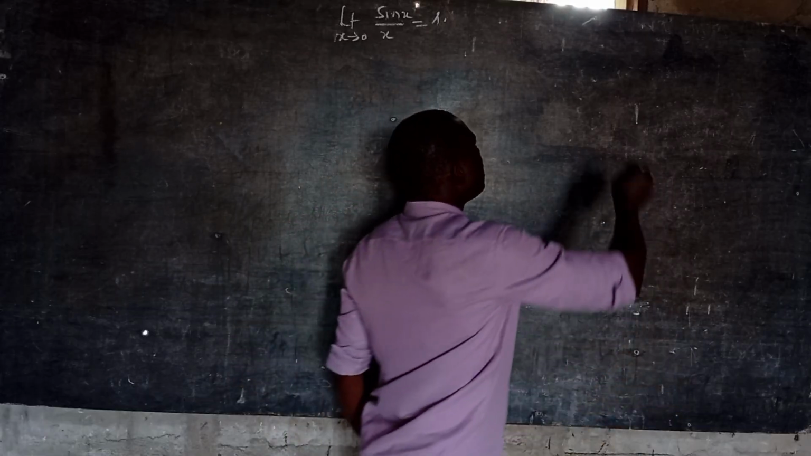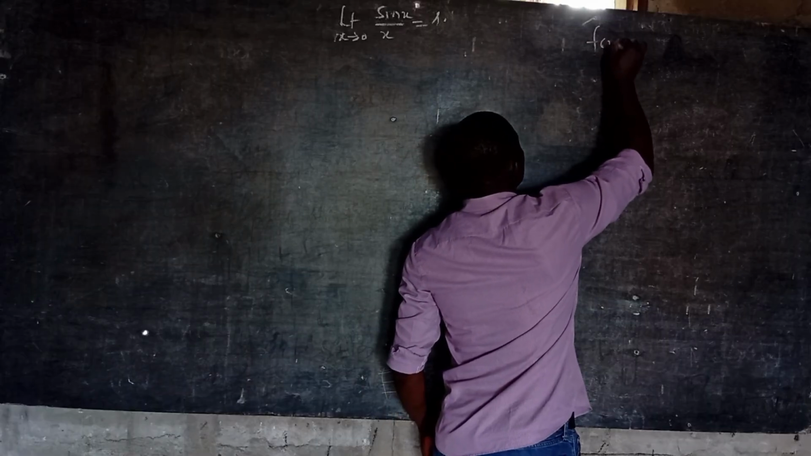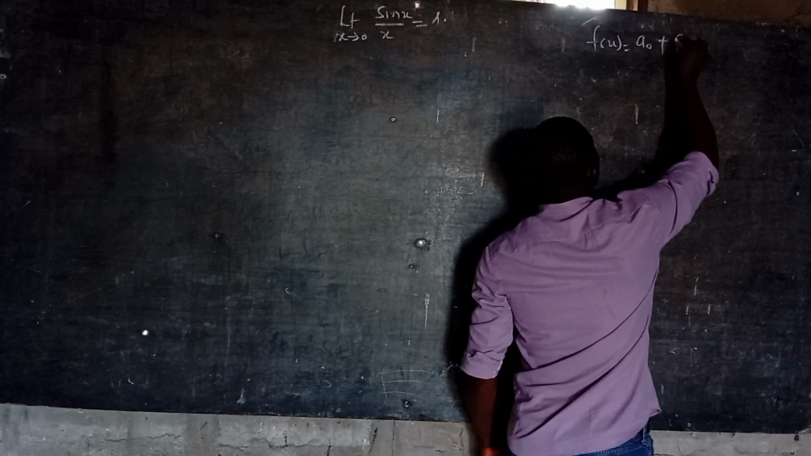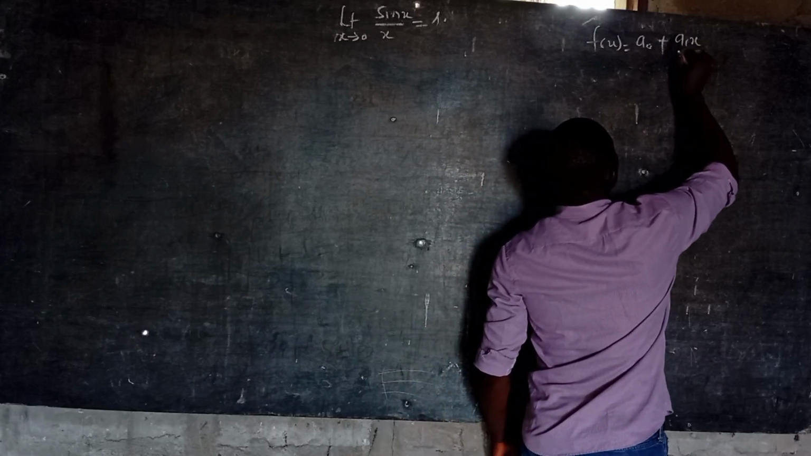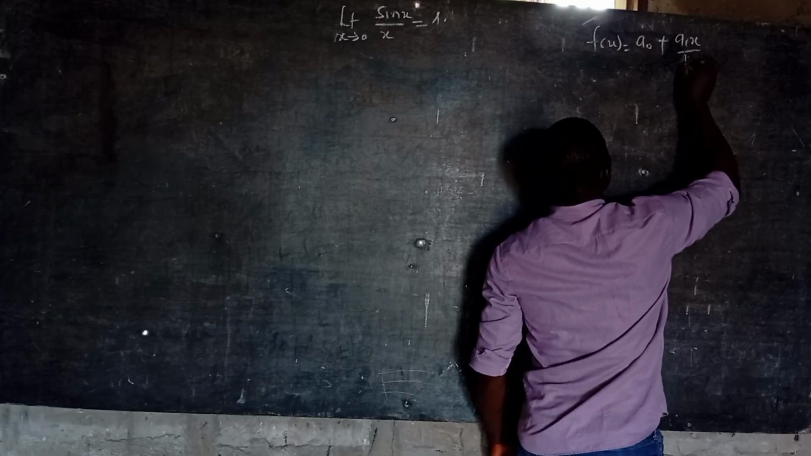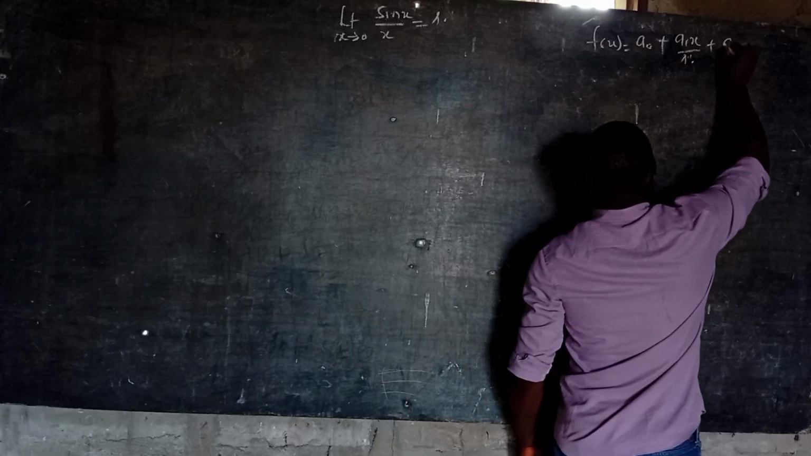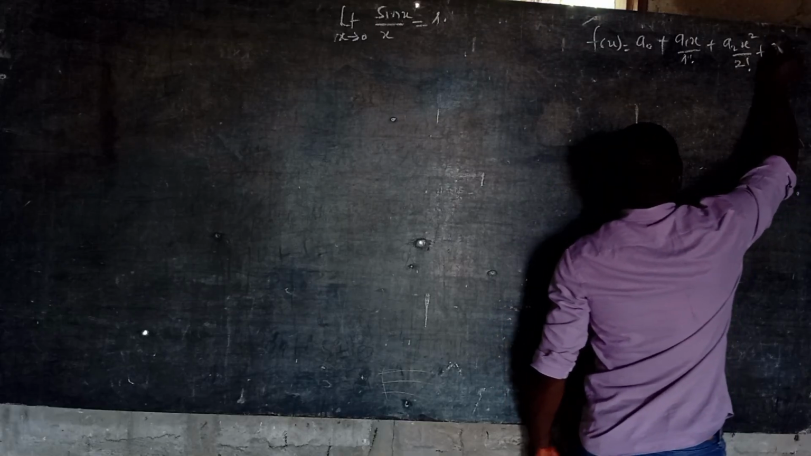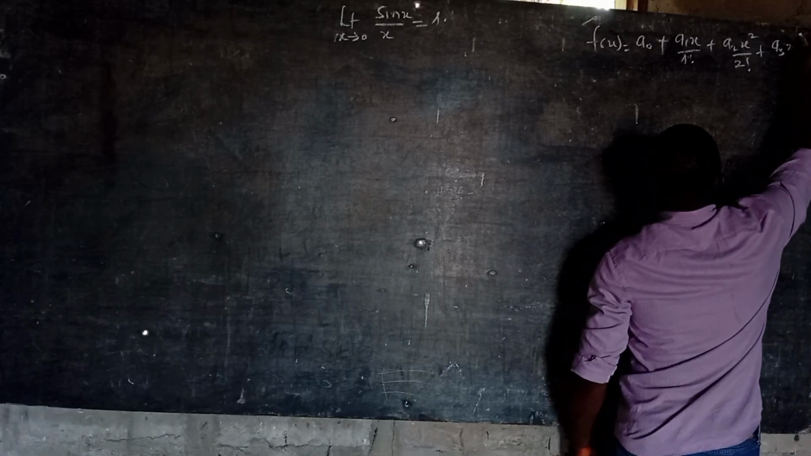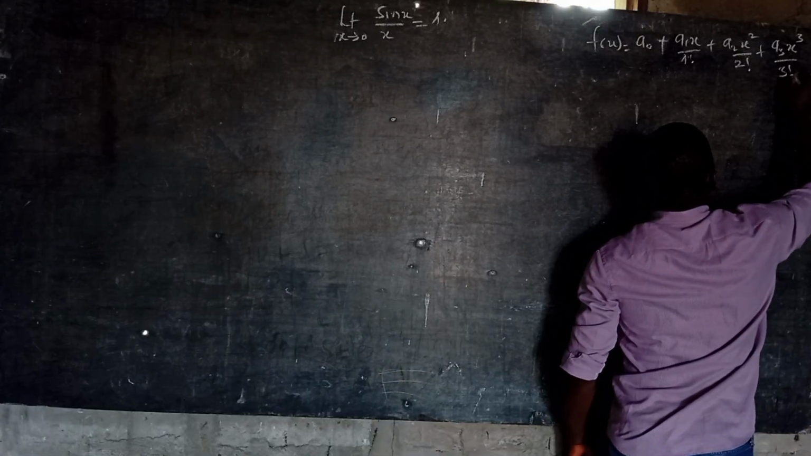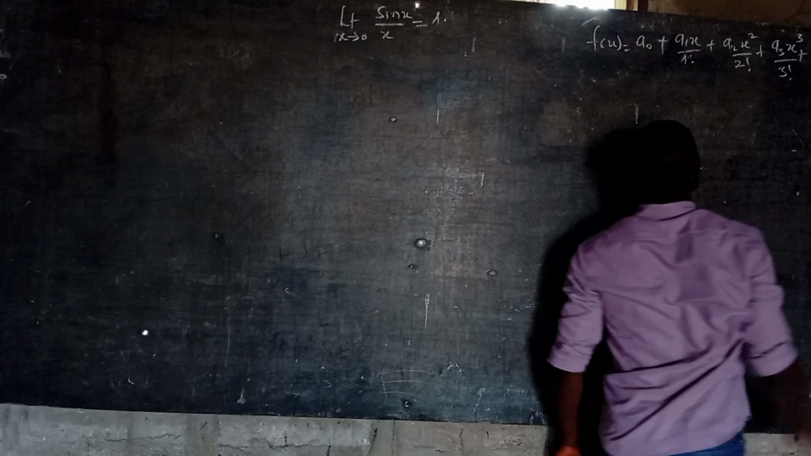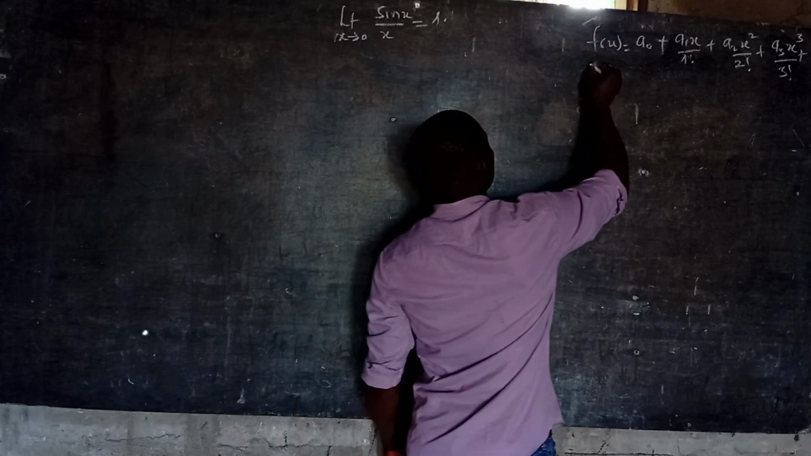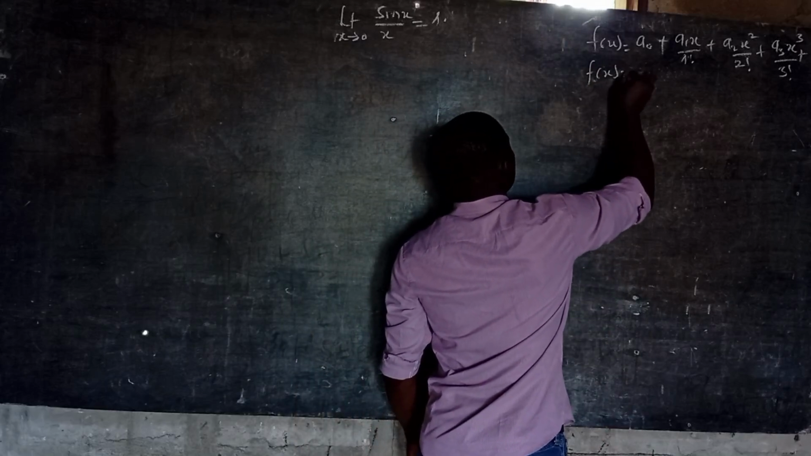Now, the power series here, if we have f of x, is given as a naught plus a1 x over 1 factorial plus a2 x squared over 2 factorial plus a3 x cubed over 3 factorial, and so on, continuously like that.